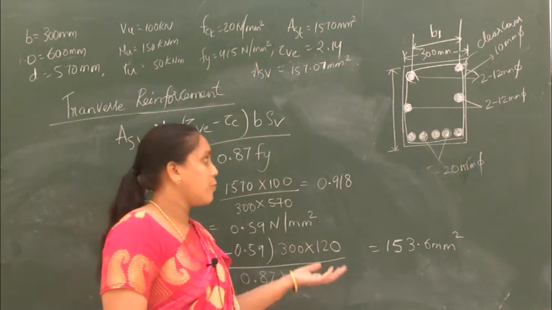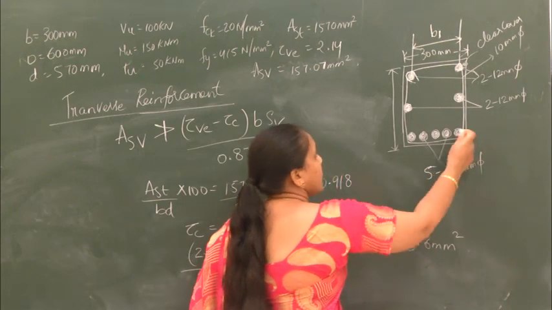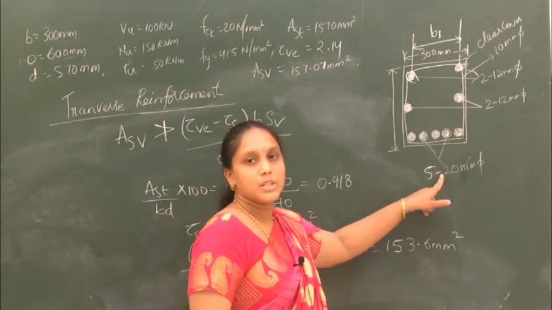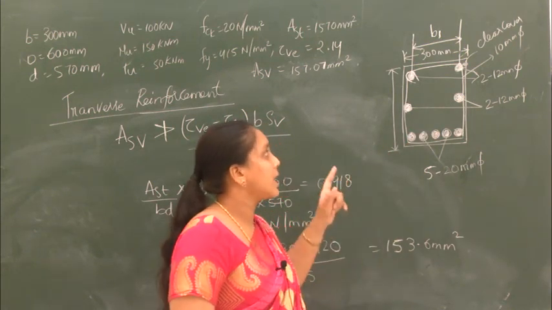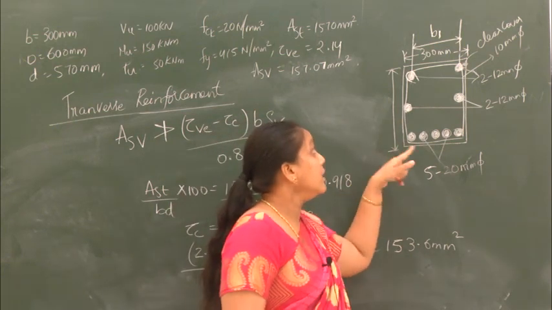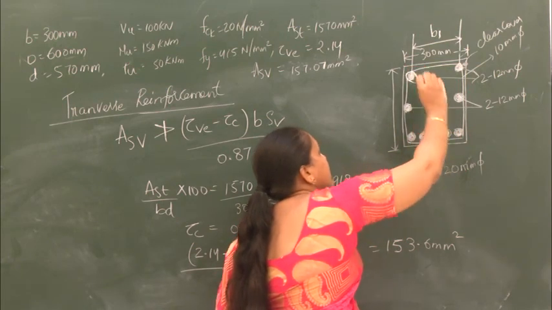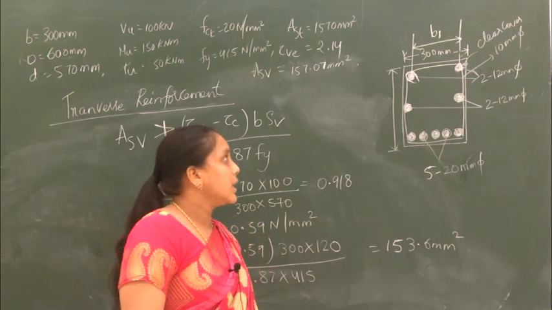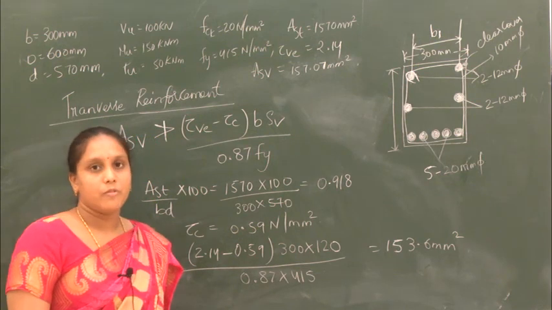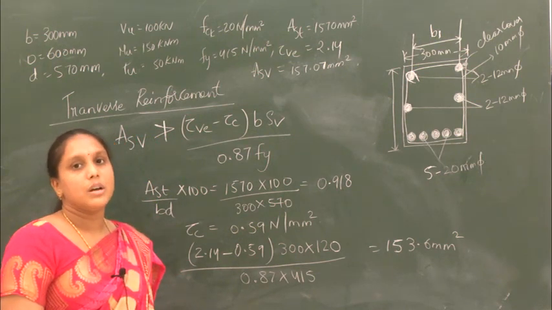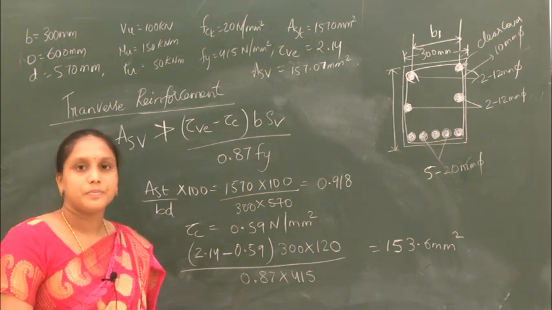So what we have designed is the longitudinal reinforcement: the bottom reinforcement as 5 bars of 20 mm dia, side reinforcement as 2 bars of 12 mm dia, the top reinforcement as 2 bars of 12 mm diameter, and we have provided the two-legged stirrup with a dia of 10 mm. So in this way we have to design the reinforcement when a torsional moment is considered or given. Thank you.